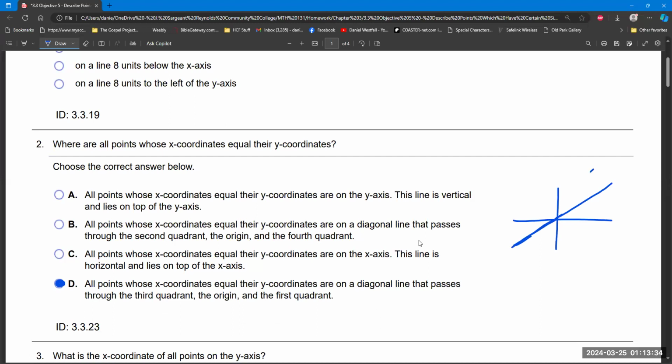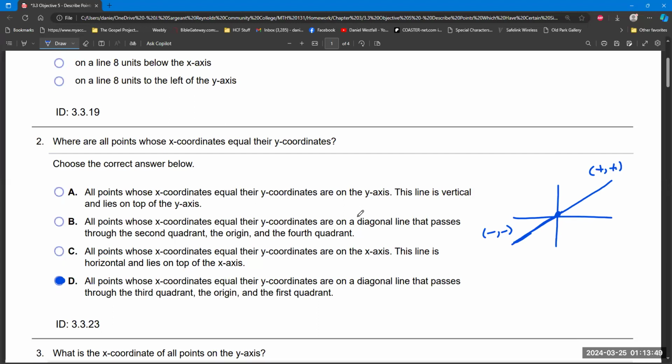The reason it's quadrants 1 and 3 is because to be equal, they have to have the same sign. And quadrant 1 is positive, positive. Quadrant 3 is negative, negative. The origin is 0, 0.